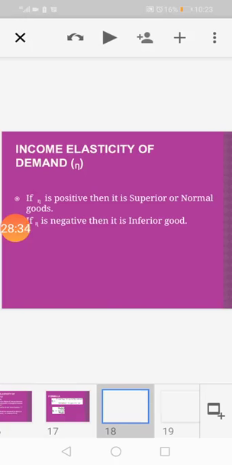I have more to describe about elasticity, but I am ending here. It is almost a half hour lecture, so I am ending here. In the next lecture, we will continue price elasticity of demand. Okay. Thank you.